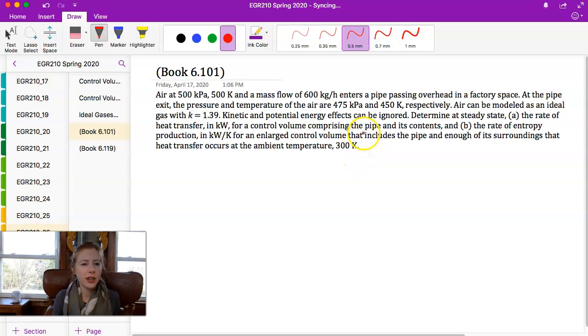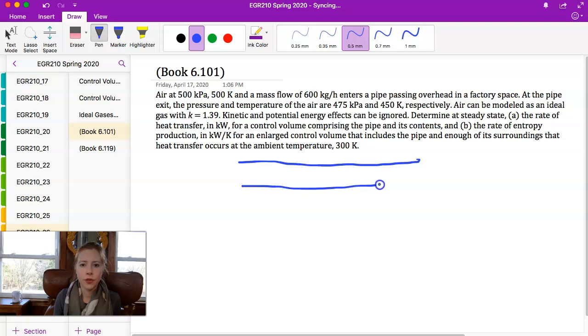And it's occurring to me that I think I might have said K is between 0 and 1. K doesn't have to be between 0 and 1. It's a positive value though. Okay, so let's draw our model. So we have a pipe overhead. We have air flowing in it.